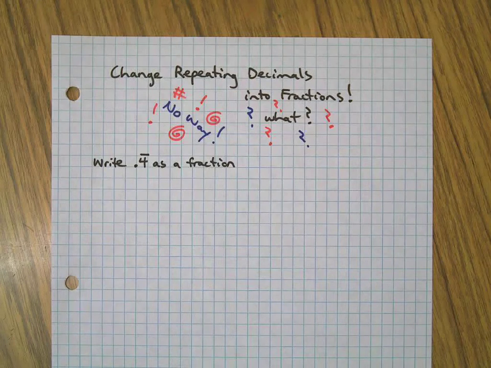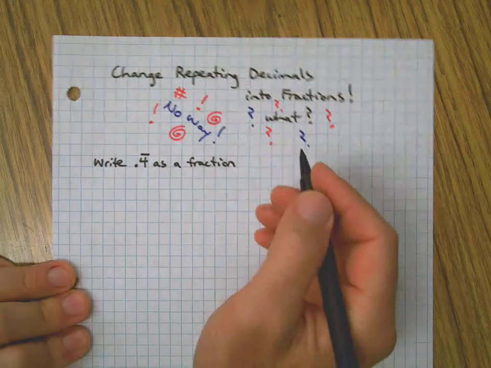Today we're going to have a short and sweet, hopefully, lesson about changing repeating decimals into fractions. This is one of those situations where even if you are allowed to use a calculator, what do you do? Because the calculator is showing you a repeating decimal. How do we change it back to a fraction? Here's how you can do it.